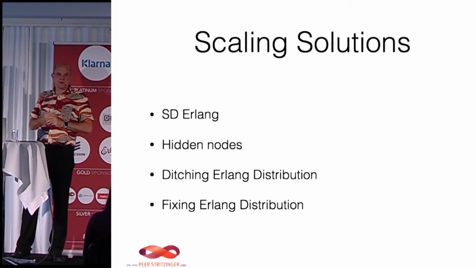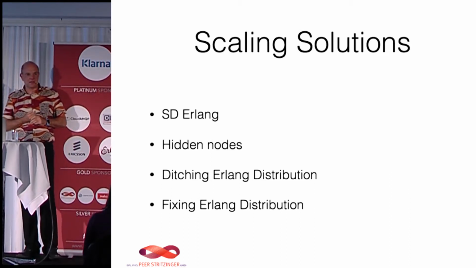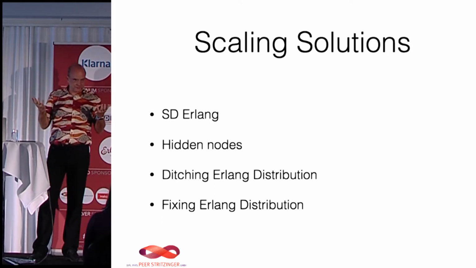There's a thing called hidden nodes. I have one slide for that to explain it for those who don't know it. The thing is that Erlang distribution wants to have a fully connected network. So if you have n nodes, you get order of n squared TCP links in this network. And the reason it actually wants to do this is the global registry.